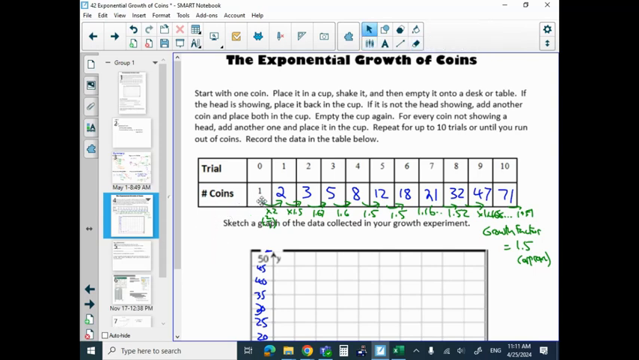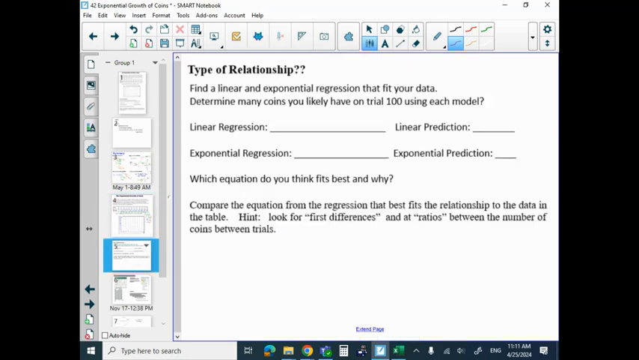So let's add that in, right? They're all around 1.5. So that means we're talking about an exponential situation based on what we talked about in our summary. So you just graph it and so on. Okay, so the new part is to do a linear and exponential regression to see how they fit. And then you can use the models to predict how many coins there'd be if you did this 100 trials.